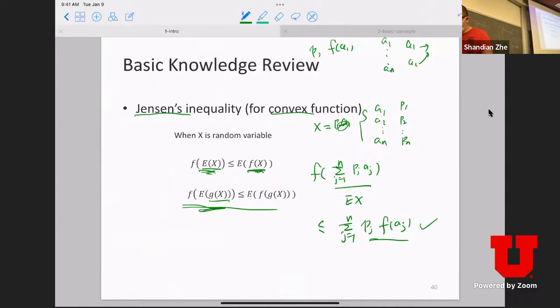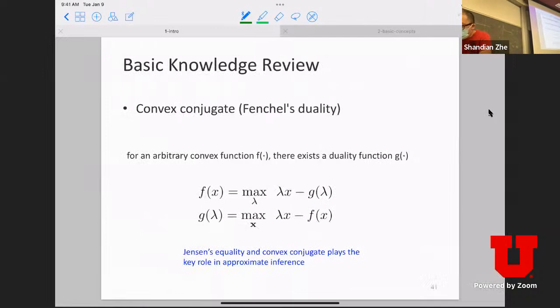Okay. So now I want to introduce another very important property, or result, related to convex functions. It's called the convex conjugate, or Fenchel duality. It's very commonly used in convex optimization. If you have taken some convex optimization course before, you should have heard of that. If you haven't, that doesn't matter.